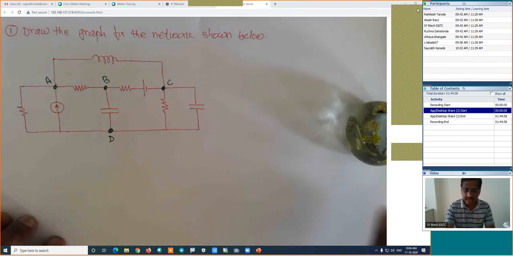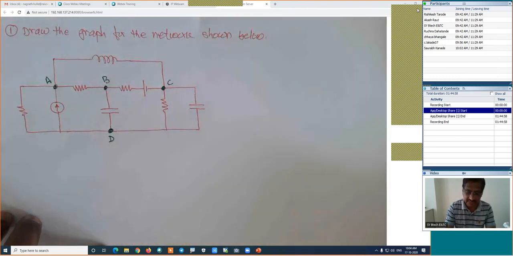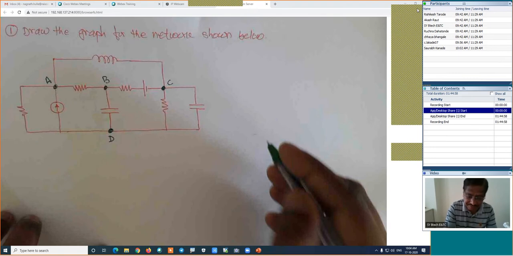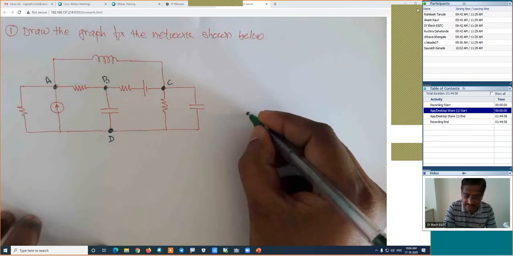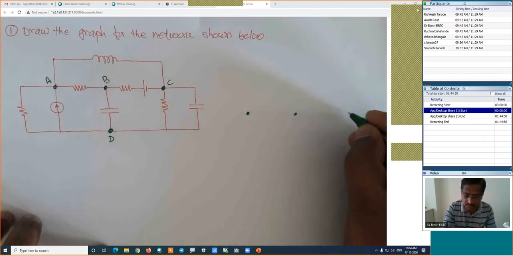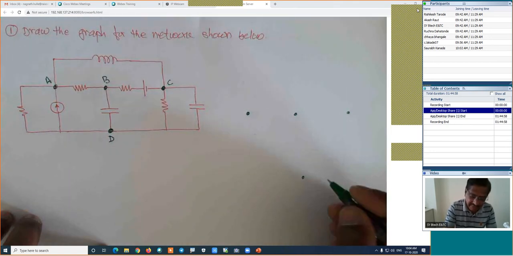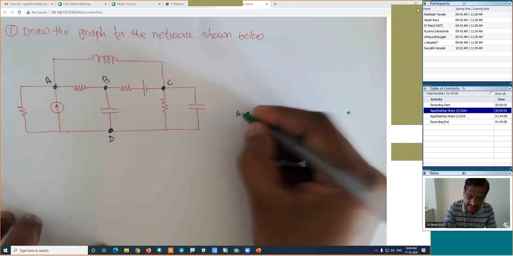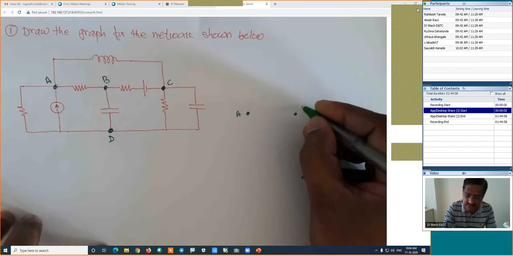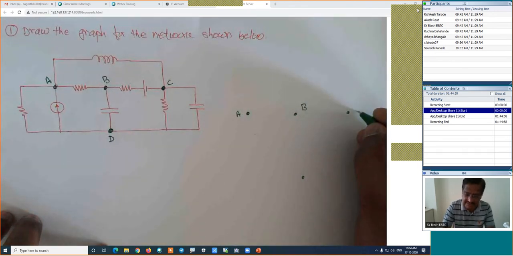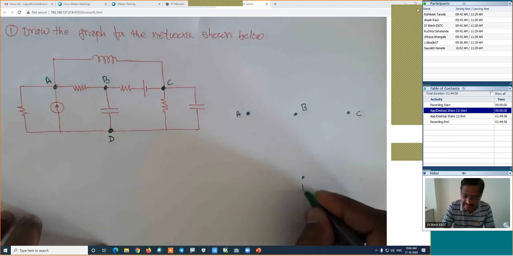Now, how will the graph look for this given network? First, I will draw the 4 nodes. This is one node, this is the second node, this is the third node, and this is the fourth node. This node I will name as node A. This node, I will name as node B. This node, I will name as node C. And this node, I will name as node D.